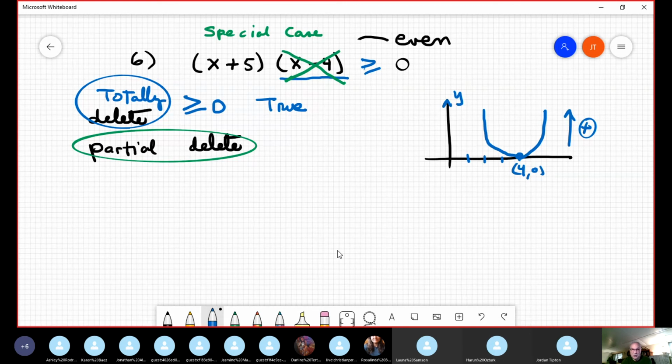So that's positive or 0, so this is completely true, and you delete it totally. The inequality is only x plus 5 greater than or equal to 0. So this is a linear inequality, exactly the same as we did in test number 1. Piece of cake. Okay? But what is the problem?